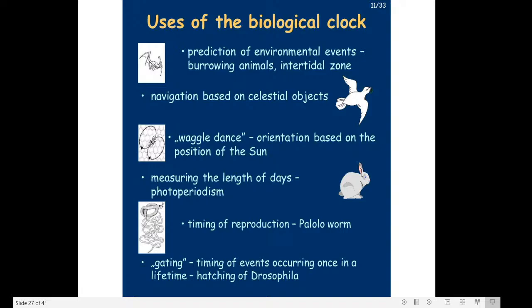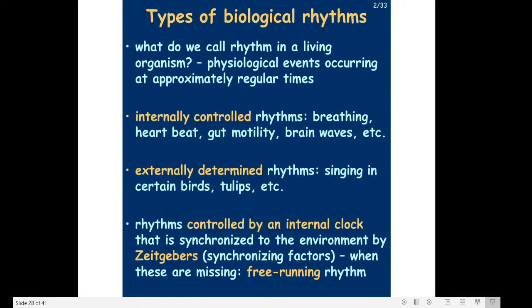Gating means the timing of event occurrence and catching, the lifetime. All those things are very important in the biological class. Here we have internal control and external control. Internal control means breathing, heartbeat, gut motility. This is all about the animal. In a plant, it's respiration and the photosynthesis process, all those things.